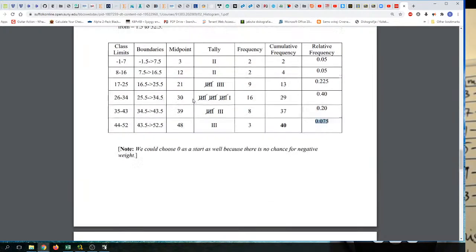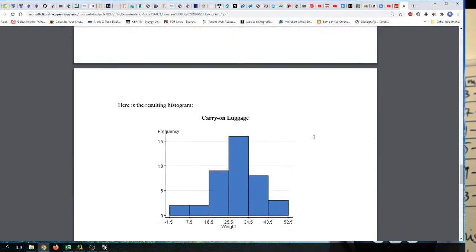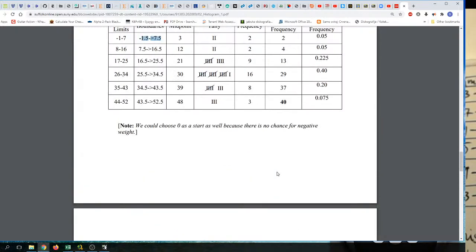So if this unbiased approach in which you get the negative numbers here bothers you, you can start with 0. No problem at all. You're just going to have a slightly different looking histogram. But this is what I got. So again, I have negative 1.5, 7.5, 7.5, 16.5, 16.5, 25.5, and then 34.5, 43.5, 52.5. This is precisely what I'm writing here.